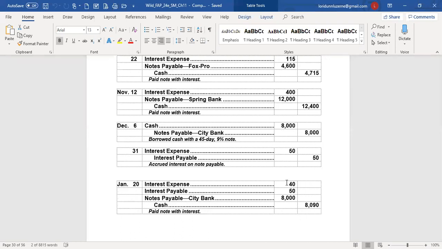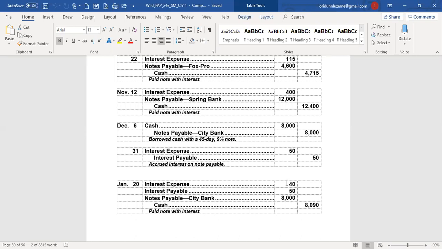So this is a great problem showing you how to determine due dates, calculating that interest again, taking a look at how we accrue interest if a loan begins in one accounting year and ends in another, and all the related journal entries. So please let me know if you have any questions on the first problem.